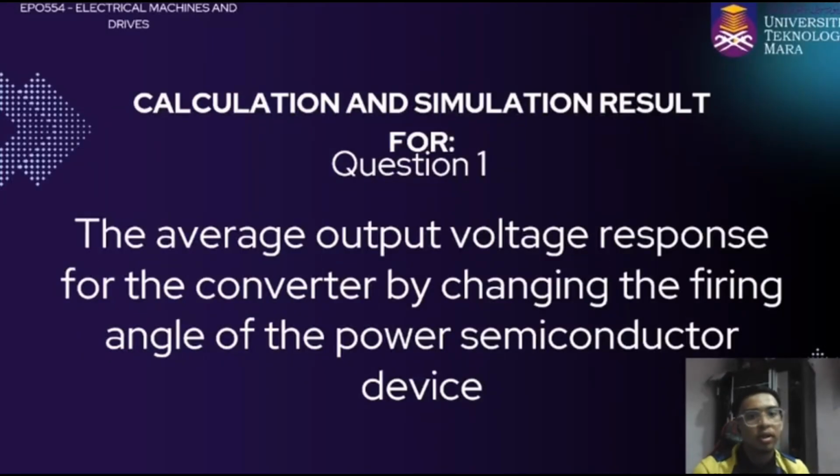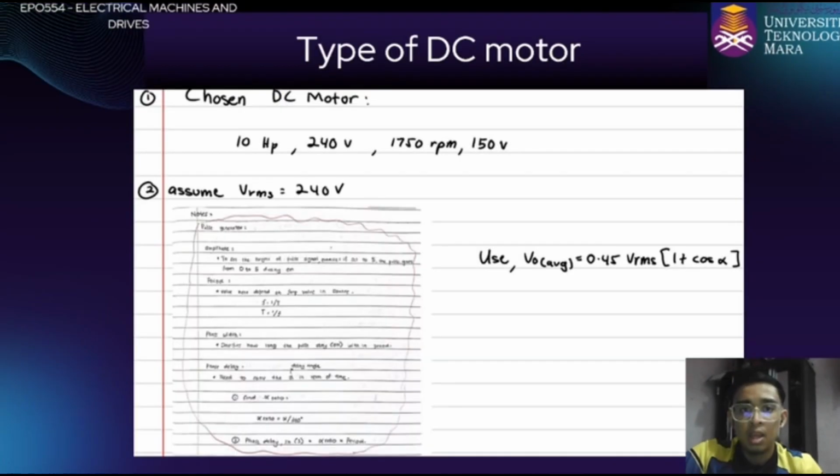Thank you. Assalamualaikum. My name is Mohamad Danial Haziq bin Mohamad Kamal, and I will be presenting the calculation and simulation result for question 1. That is the average output voltage response for the converter by changing the firing angle of the power semiconductor device. As you can see here, the type of DC motor that we have chosen is 10 horsepower, 240 VRMS, 1750 RPM speed, and 150 volt field voltage.